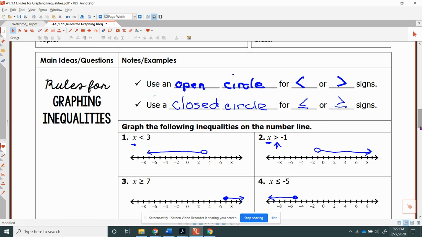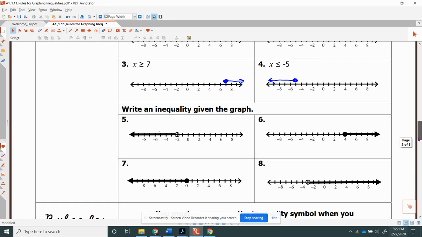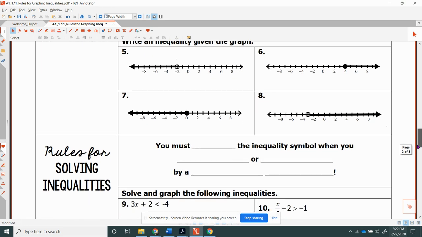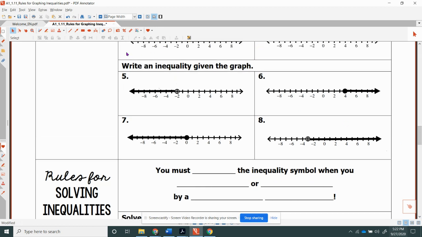Now, let's solve some inequalities because there are some things you need to remember. Oh, before we do that, we can look at a graph and we can write the inequality. So let's do a couple of those. So I see an open circle and I see the line extends toward the left. So we would say that x is less than negative 2.